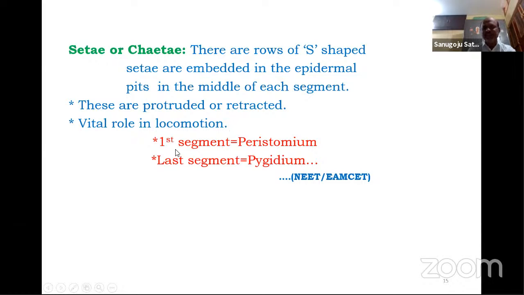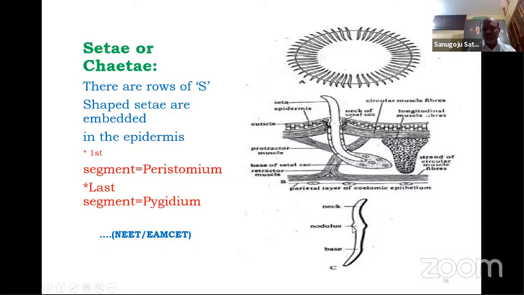Actually, the first segment of the earthworm is called the peristomium. The last segment is called the pygidium. Segments also have names, children: the first segment is the peristomium and the last segment is the pygidium. See the structure of setae: it looks S-shaped. The middle swollen part is called the nodulus, this is the base, and this is the neck. S-shaped setae are embedded in the epidermis. These are useful for locomotion, especially setae.